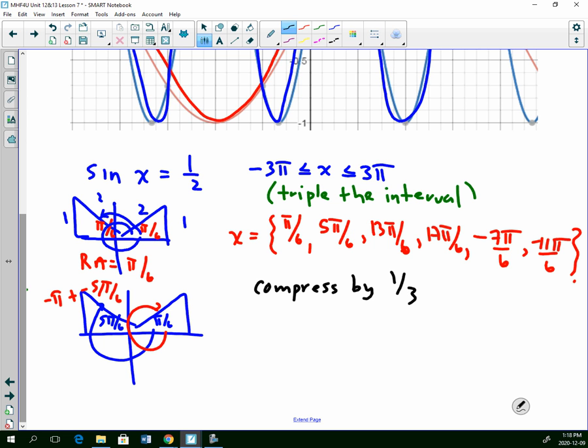So once I find my 6 solutions, we're going to compress by 1/3 because we wanted 3x, right? So my solutions for x are now compressed. So my solutions for 3x will be compressed. So I'm going to multiply these answers by 1/3.